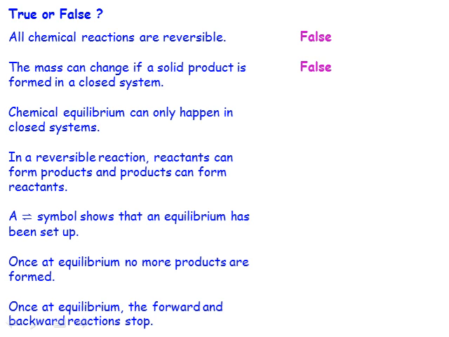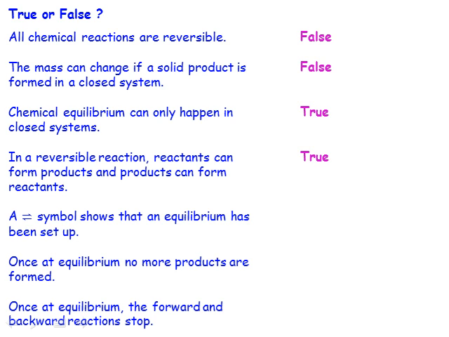One of the conditions for a chemical equilibrium is that we have to have a closed system, so this one is true. The nature of reversible reactions is that reactants can form the products and the products can form the reactants, so this is true also.